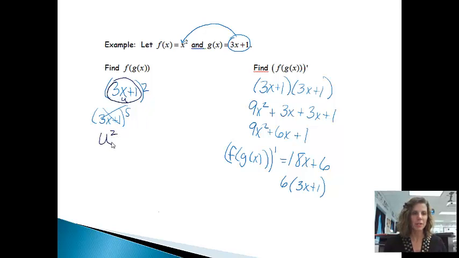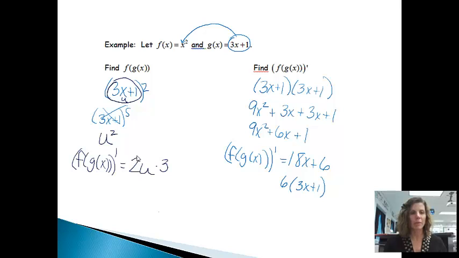Now when I go to take the derivative of that whole entire thing, taking the derivative of u squared is simply 2u. But don't forget the chocolate on the inside. We're not done until we've multiplied by the derivative of the chocolate, or that u. The derivative of the inside would be 3. Now if I clean that up a little bit, 2 times 3 is 6u.